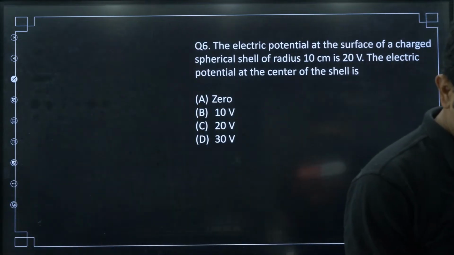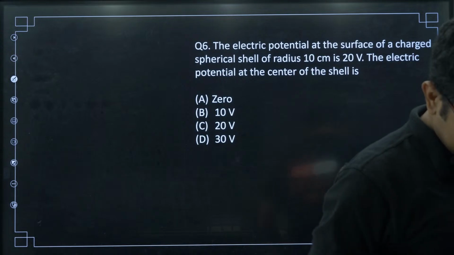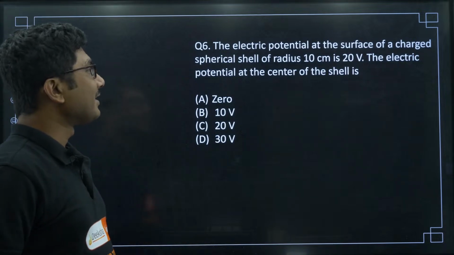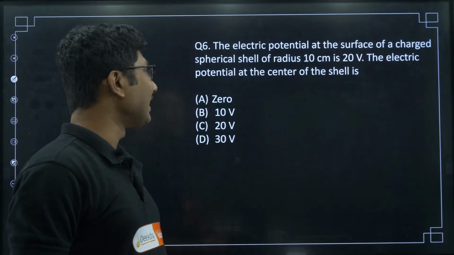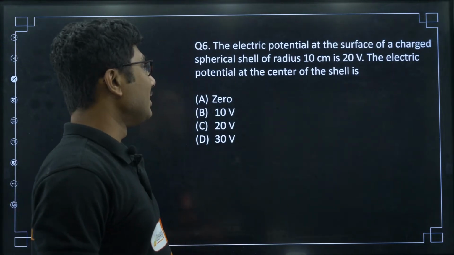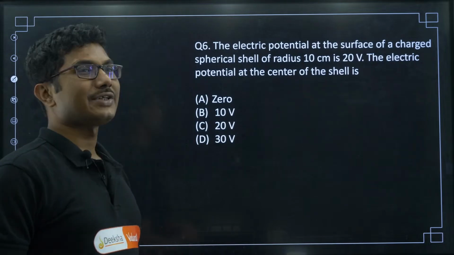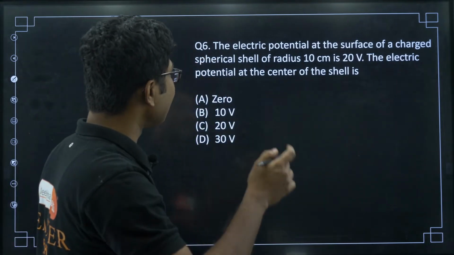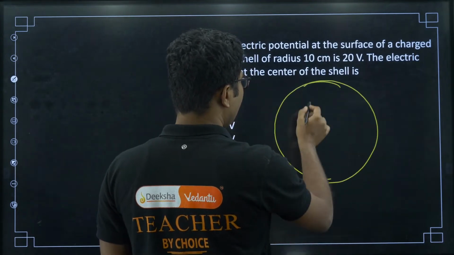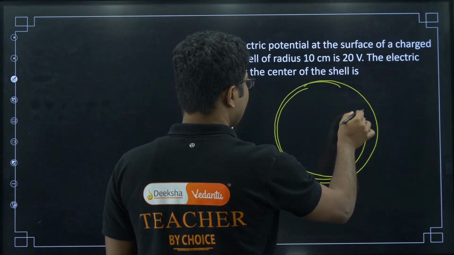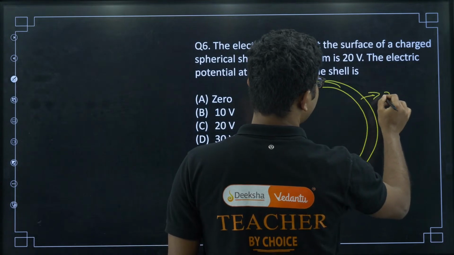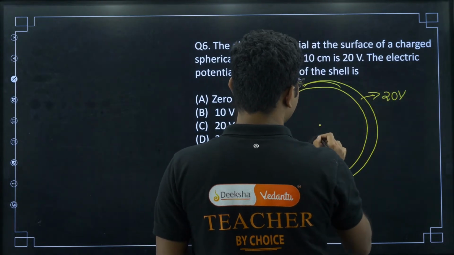Question number 6. The electric potential at the surface of a charged spherical shell of radius 10 centimeter is 20 volts. The electric potential at the center of the shell is. Very interesting question, easy question, simple question. At the surface of the spherical shell it is 20 volt. What is the potential at the center?